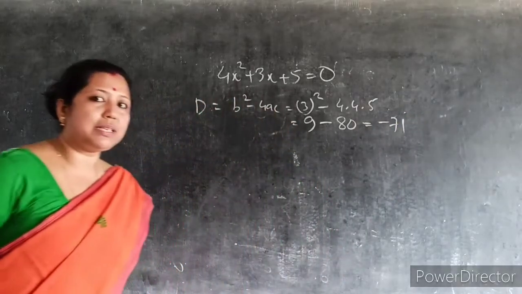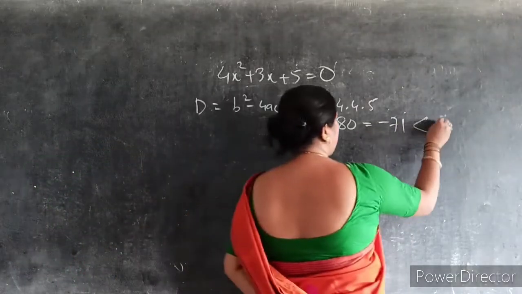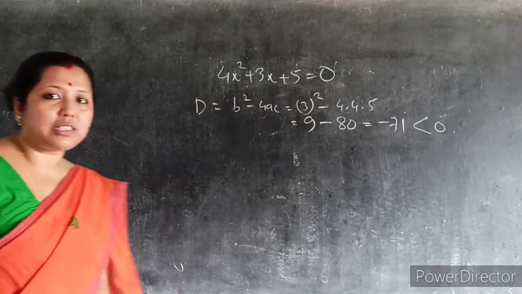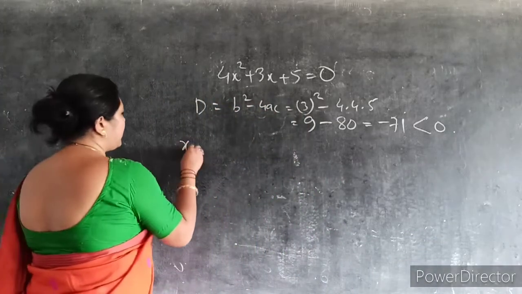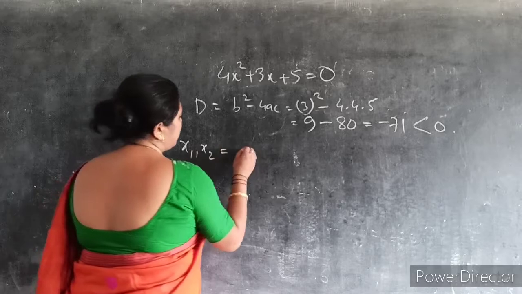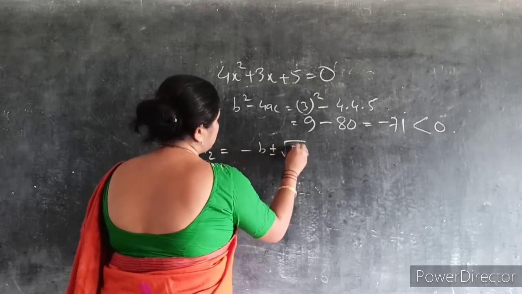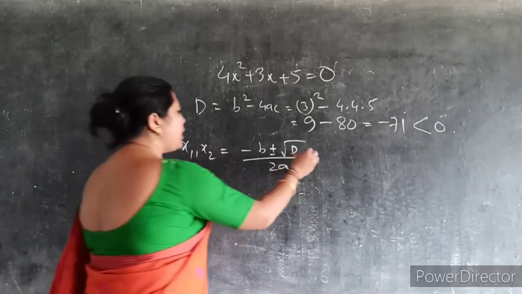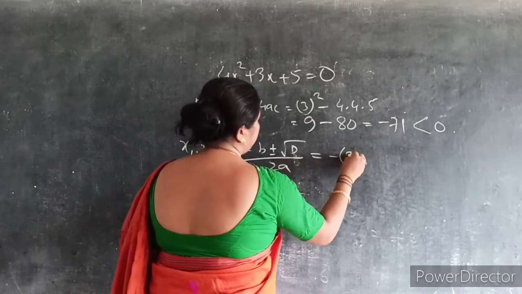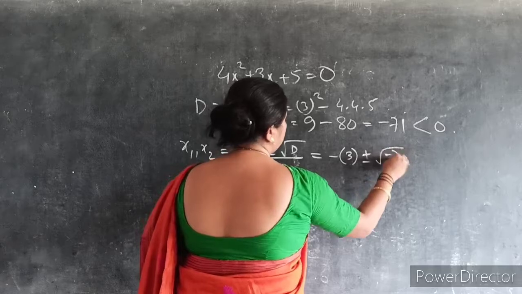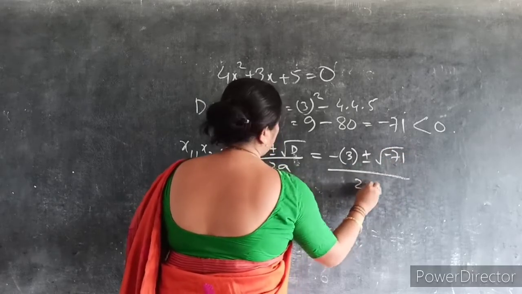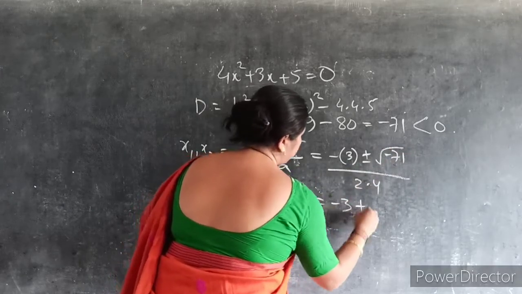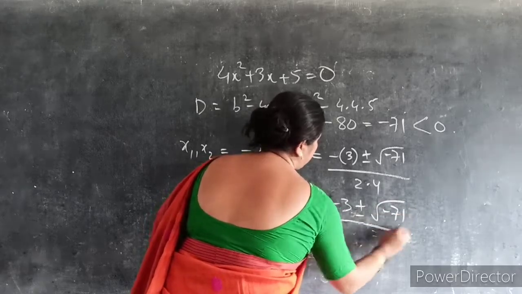So what does that mean? This value is less than 0. So you will get what roots? Imaginary roots. Let us see how we are getting the imaginary roots. Minus b plus minus root of b squared minus 4ac, so minus of 3 plus minus root of minus 71 upon 2 into 4. That is minus 3 plus minus root of minus 71 by 8.